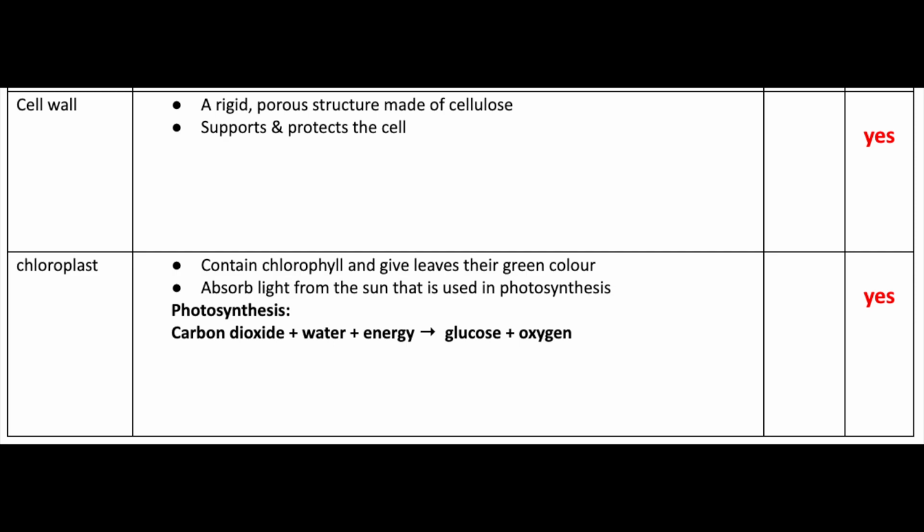Chloroplasts contain chlorophyll and give leaves a green color. They absorb light from the sun that's used in photosynthesis. And the formula for photosynthesis is carbon dioxide plus water plus energy produces glucose and oxygen.